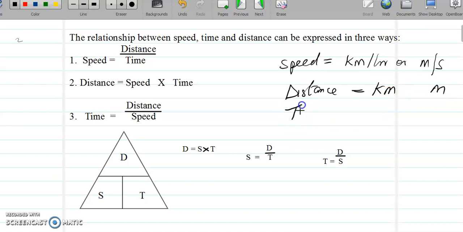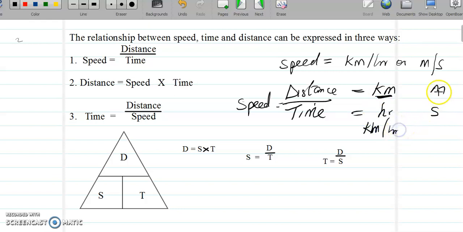And also time: we use hour to measure time, or we use seconds to measure time. So speed gives us distance over time, and distance is kilometer over hour. That's why we have kilometer per hour, or meter per second. So that's how we derive the unit.